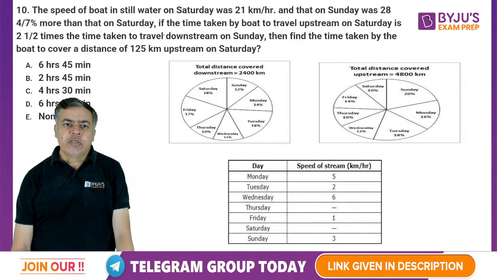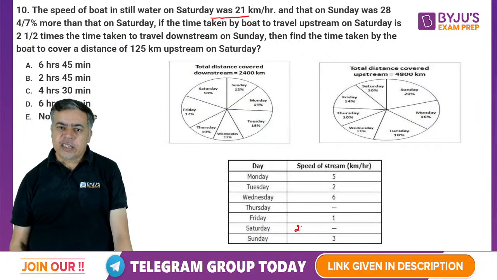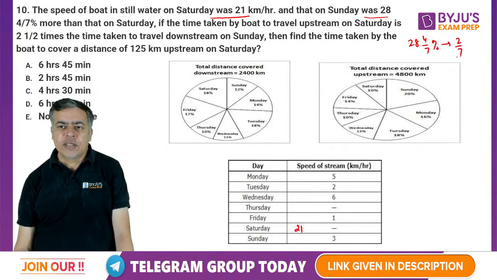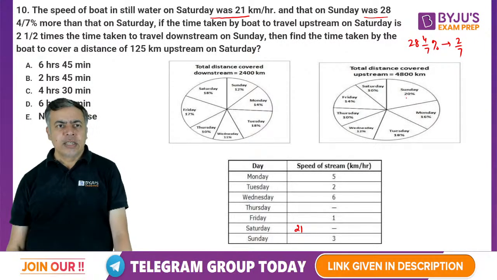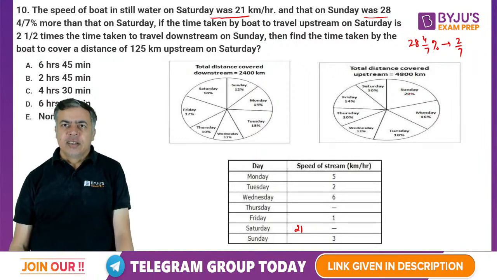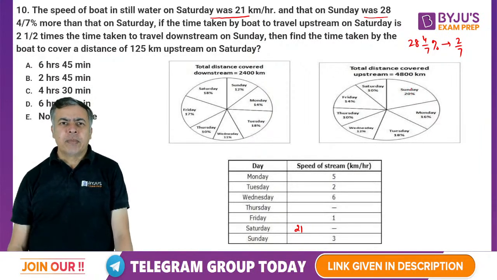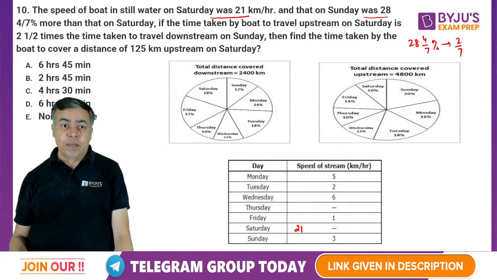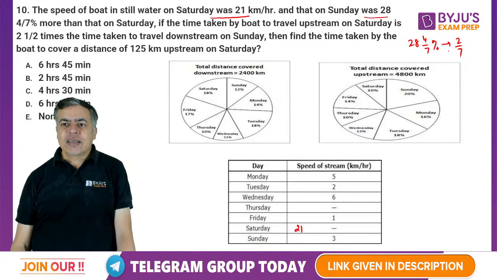Okay, then the speed of the boat in still water on Saturday was 21. Okay, still water here it is given 21, and that on Sunday was 28 4 by 7% more. 28 4 by 7% of something is always 2 by 7 of that, right? You can calculate that. If you know that, that's great, right? 14 2 by 7 is 1 by 7. 28 4 by 7 is 2 by 7. Percentage to fraction conversion, right? That means 2 by 7 more than Saturday.